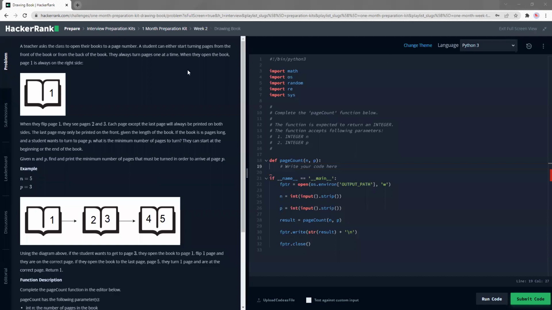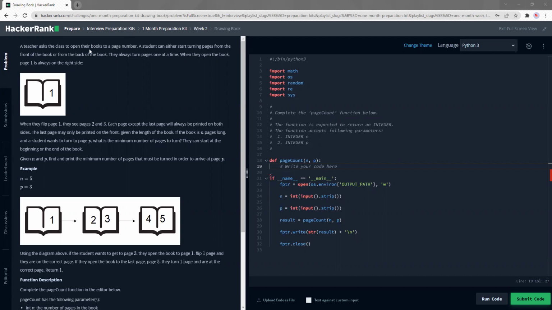Hi everyone, so we are back at it again with another HackerRank. This is week 2 of the 1 month prep kit, and today we will be talking about page flipping, or that's what this question is called. So yeah, let's go through the question.